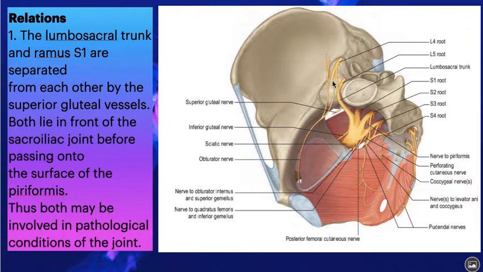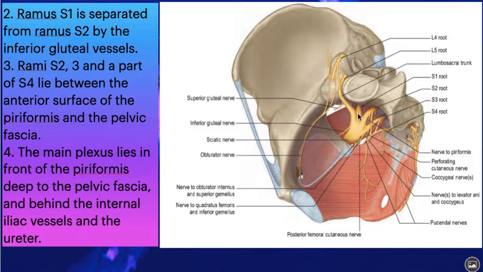The lumbosacral trunk and the ramus S1 are separated from each other by the superior gluteal vessels, both lying in front of the sacroiliac joint before passing onto the surface of the piriformis. Thus, both are involved in the pathological conditions of this joint. Now, the ramus S1 is separated from ramus S2 by the inferior gluteal vessels. Rami S2 and S3 lie between the anterior surface of the piriformis and the pelvic fascia. The main plexus lies in front of the piriformis, deep to the pelvic fascia, behind the internal iliac vessels and the ureter.